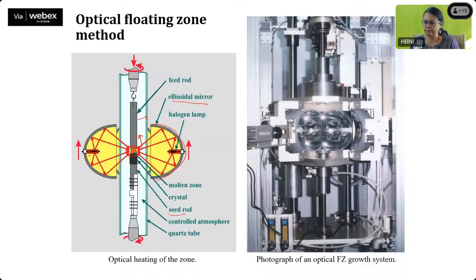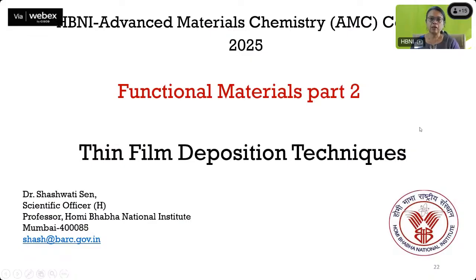And this is the actual photograph of the system. So these are the mirrors, there is a zone, and the crystal is put in between. With this we come to the end of the single crystal growth part.